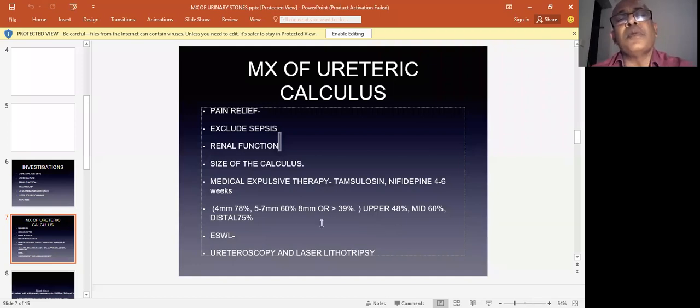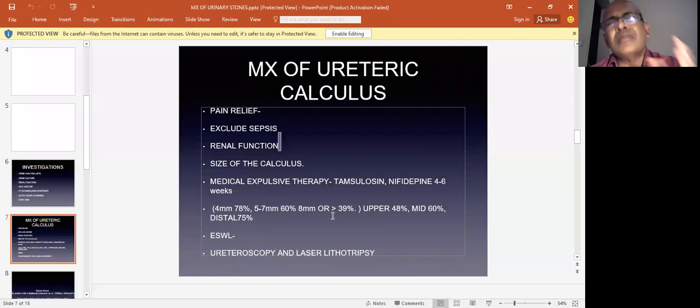These statistics are not important, but I just need to show this to you: the success rate of stones passing spontaneously when they're in the upper ureter is only roughly 50%. When it comes down to the lower end near the bladder, about 75% pass. So the location matters. Next is the size. If a stone is about 4 millimeters, there's a 75 to 80% chance it will go. When it increases only to 7 millimeters, so from 4 to 7, it drops to 60%. And if it's about 8 millimeters, it's about 39 to 40%.